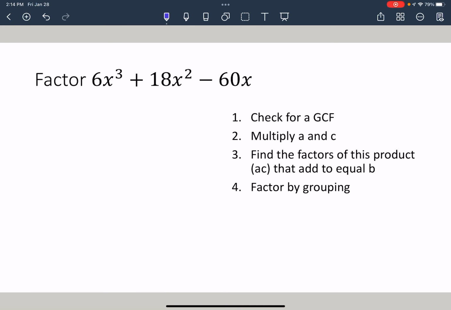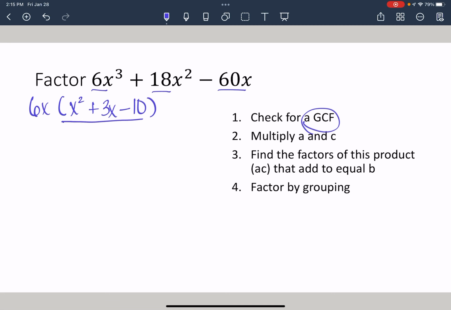So let's look at this problem. Here it's 6x cubed plus 18x squared minus 60x. Remember, you always do want to check for a GCF first. If you look at these three terms, there is a GCF. Notice I can factor out a 6 and I can factor out an x from all three terms. That'll leave me with x squared plus 3x minus 10.